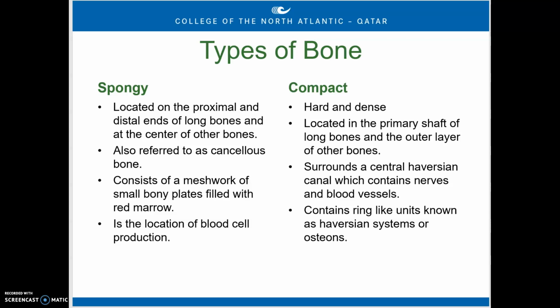Now, the other type of bone is the compact bone, and this is the stuff that's really hard and really dense. We find it on the shaft of the long bones, on the outer parts of the bones.